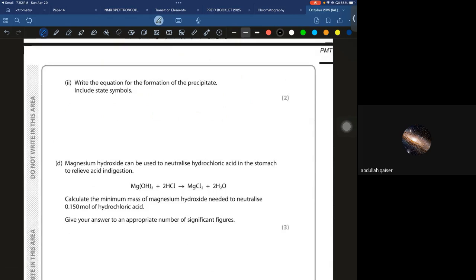Write the equation for the formation of the precipitate. So of course, precipitate means that when you are going to add calcium hydroxide, basically when you are going to do a lime water test. So you know lime water is calcium hydroxide, and when it reacts with carbon dioxide, of course, we can see the lime water turns milky, okay? And they are saying include state symbols. So it's aqueous, it's soluble in water, it's a gas, it's solid, it's a white precipitate, it's liquid, okay?